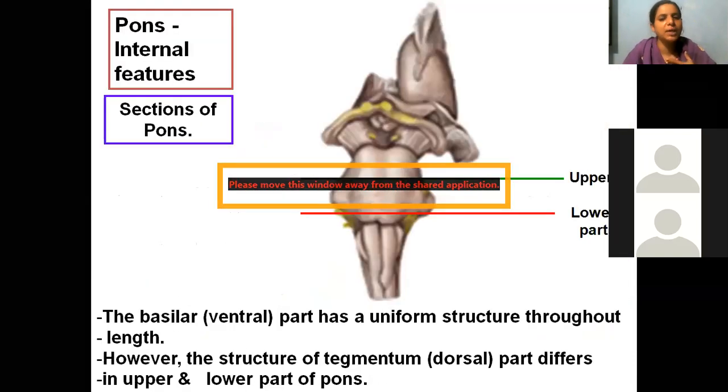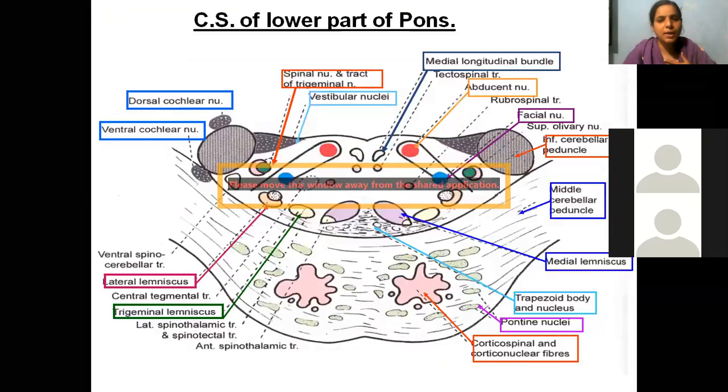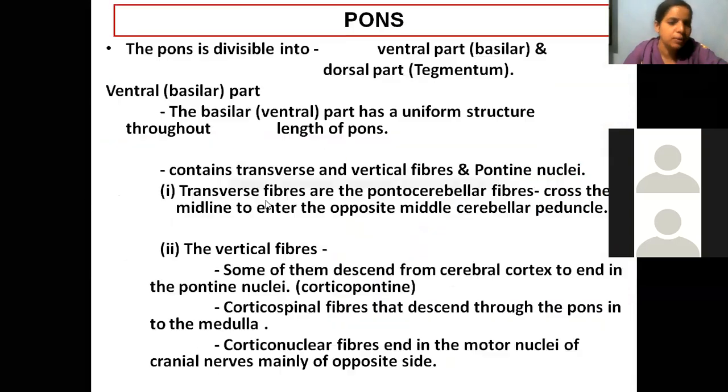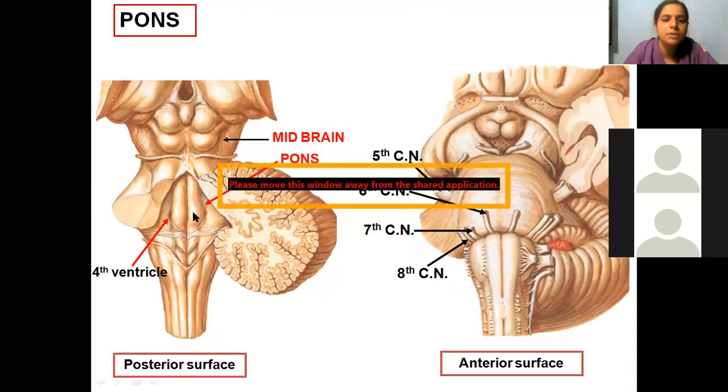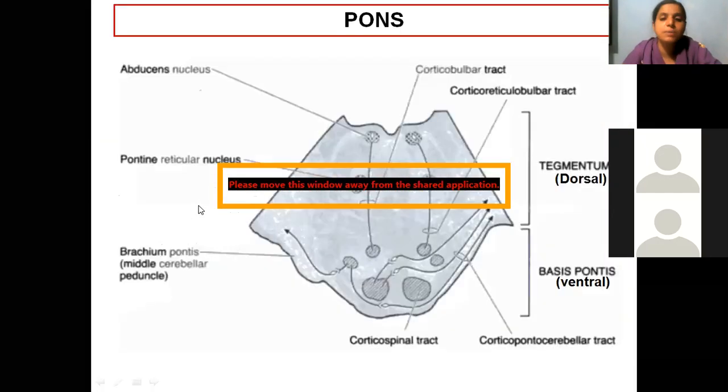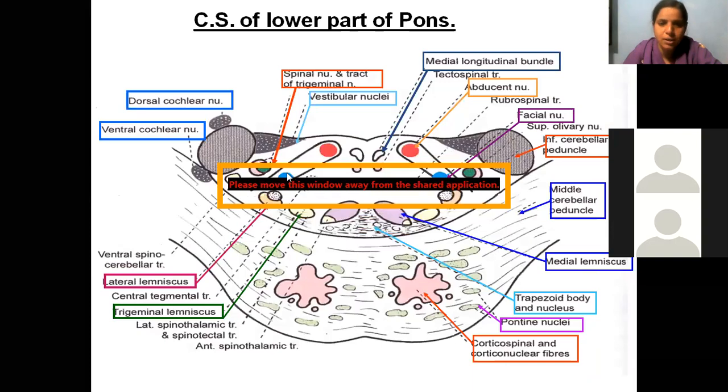Then we have to take sections now. We are taking sections of upper pons and lower pons. Lower pons we are taking at the level of facial colliculus. I'll show you better. See, this is upper pons. Like for midbrain, I said superior colliculus and inferior colliculus, similarly here, upper pons and lower pons. What are these elevations? Facial colliculi. So lower pons is important because it has the facial colliculus.